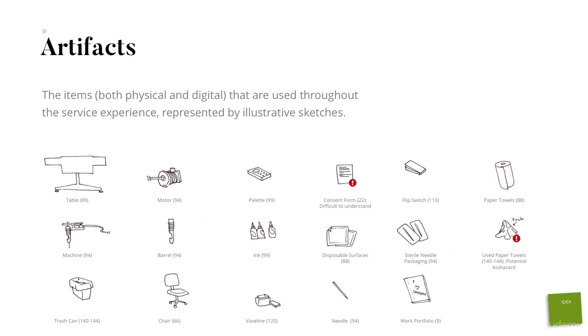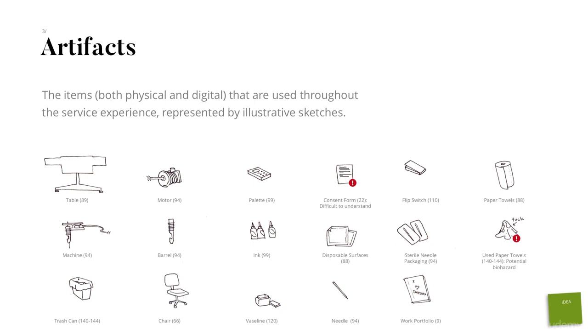The next model that we're going to create is the artifact model. These are going to be the items, we're going to include both physical and digital, that are used throughout the service experience. And we're going to represent them by illustrations. You can see here some crude illustrations of each of the objects that are used throughout the entire tattooing process. We're going to use artifacts as sketches rather than photographs because it forces us to isolate specific key elements of value. It forces us to identify things that matter and to abstract away things that are less important.